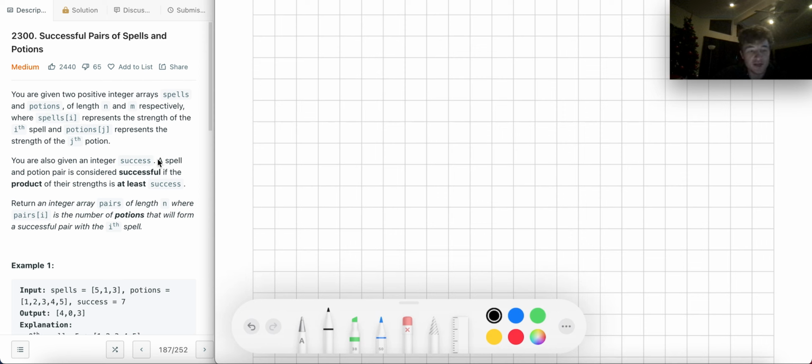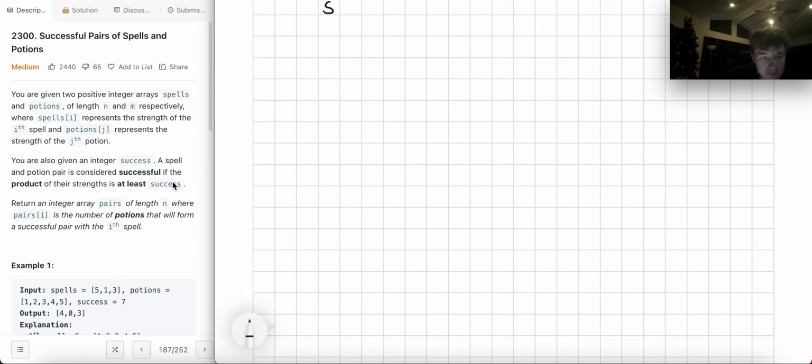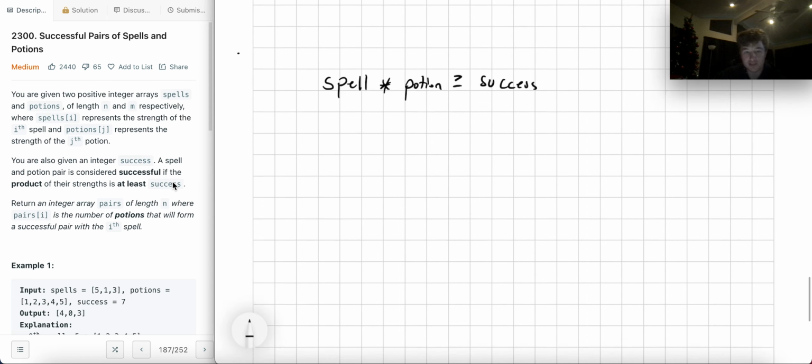You are also given an integer success. A spell and potion pair is considered successful if the product of their strength is at least success. So for each spell, in order for it to be successful, the spell times the potion has to be greater than or equal to success. That's the function here to determine whether something is a successful spell-potion pair.